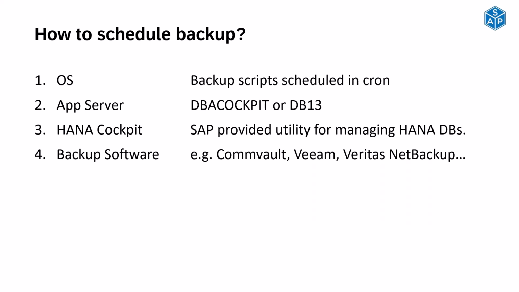Normally the operating system option is a general tool, but the application server and HANA cockpit, these two are provided by SAP. You can use them free of cost for scheduling your backup jobs. These are very good utilities for scheduling jobs. The only drawback with these two utilities, DB13 from the app server and HANA cockpit, is that you can schedule backup, but you cannot delete backup from these utilities.